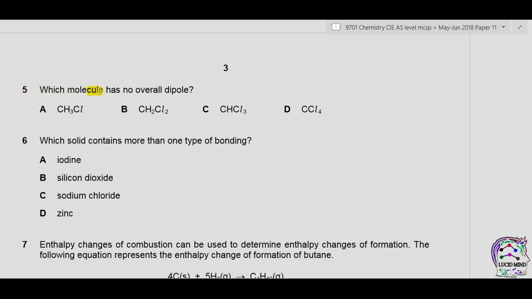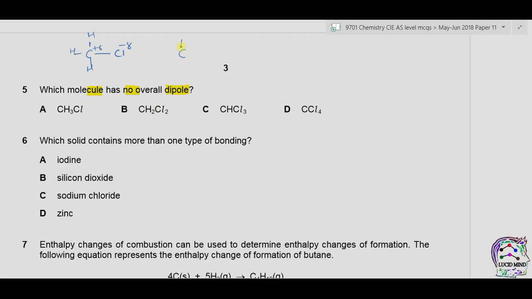Question 5. Which molecule has no overall dipole? If a molecule has an electronegative element and it has no overall dipole, it means that the molecule is symmetric in nature. Let's find out the symmetric one among these, because all of them have chlorine atoms attached, which is an electronegative element. A is CH3Cl, so we have 3 hydrogen atoms and 1 chlorine atom. So this molecule is polar, therefore it has some dipole.